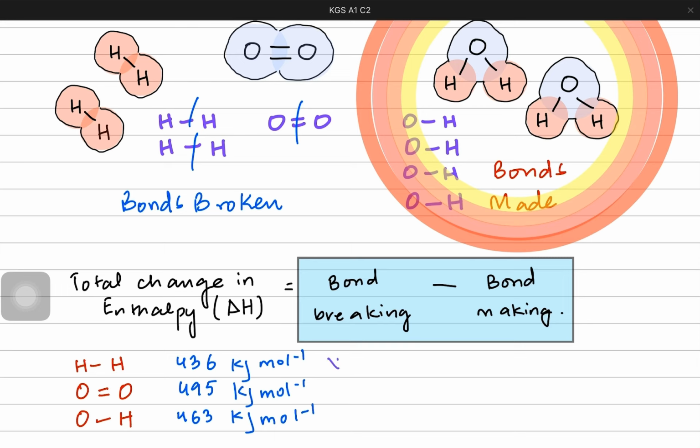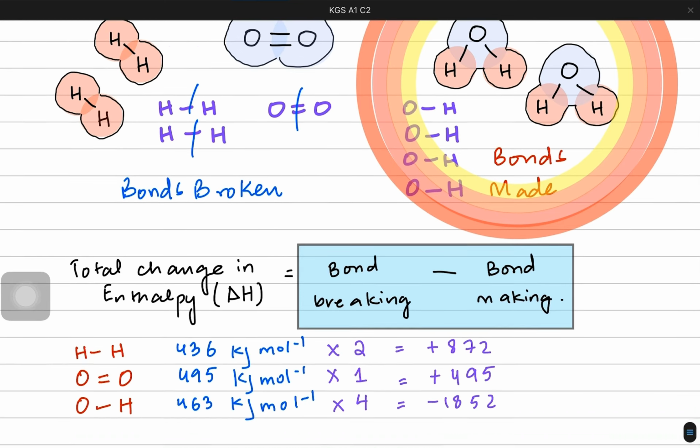Now, there are 2 H-H single bonds, one oxygen-oxygen double covalent bond, and 4 oxygen-hydrogen single covalent bonds. The H-H single bond, when multiplied by 2, gives us a value of 872 kilojoules, and the oxygen-oxygen double covalent bond is 495 kilojoules per mole. But on the contrary, the O-H single covalent bond is multiplied by 4 because there are 4 bonds involved.